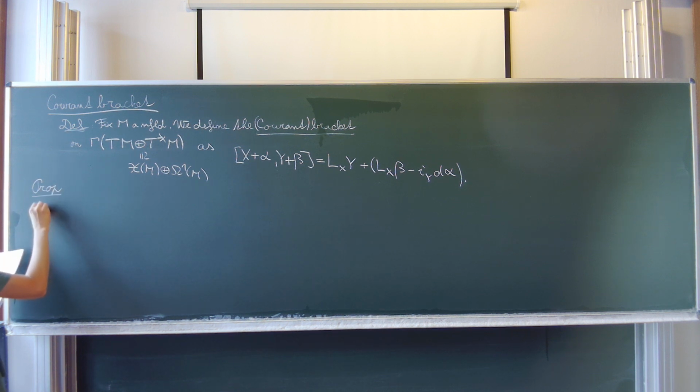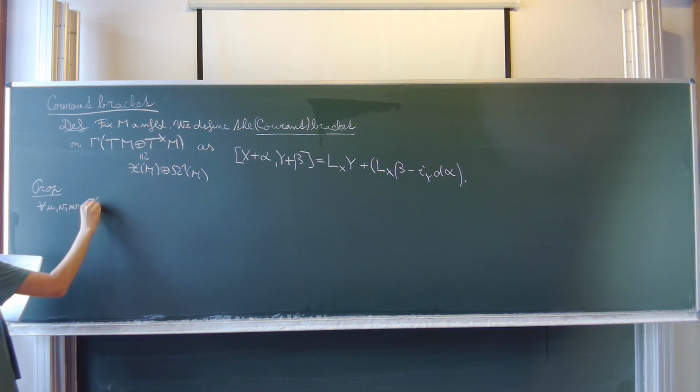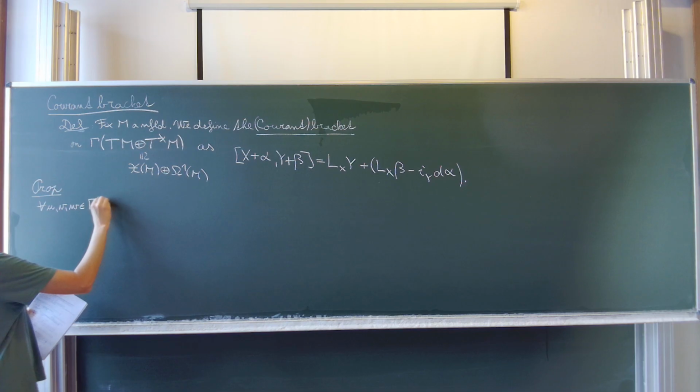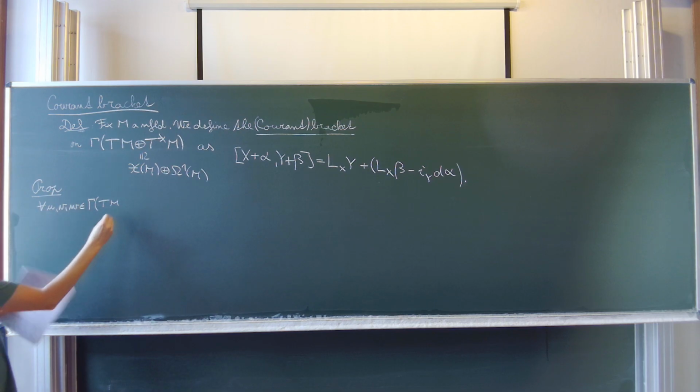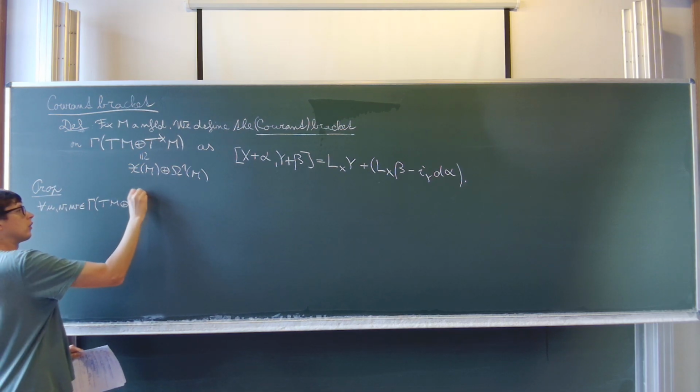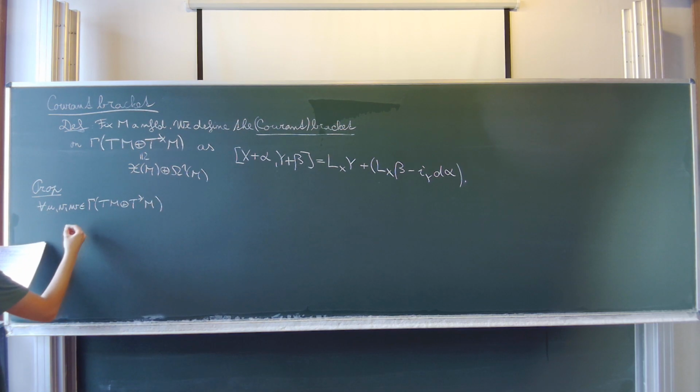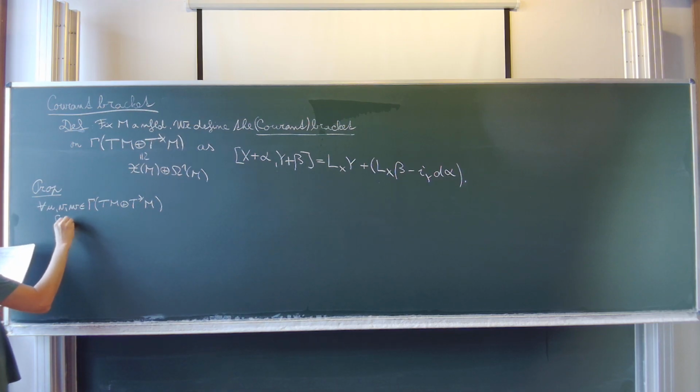Proposition: for all u, v, w sections of this guy. Each of them is a pair of a vector field and a one form. I will just call them u, v, w, those formal sums. For each of these things, we have the Jacobi identity.